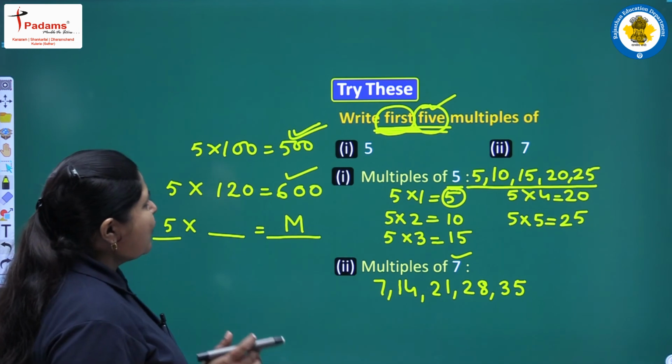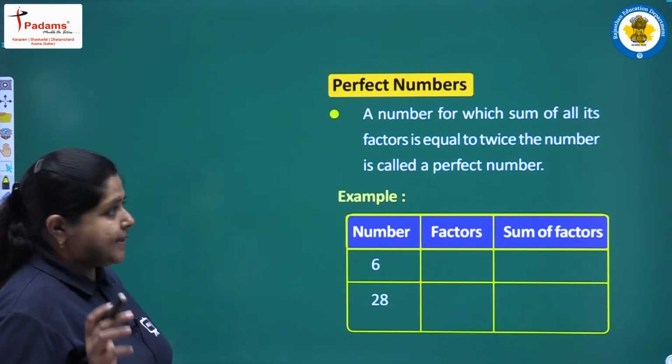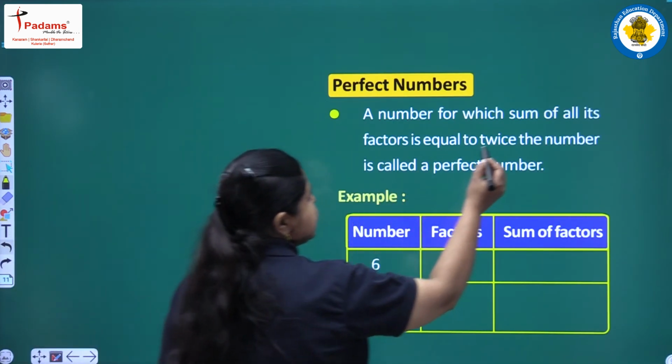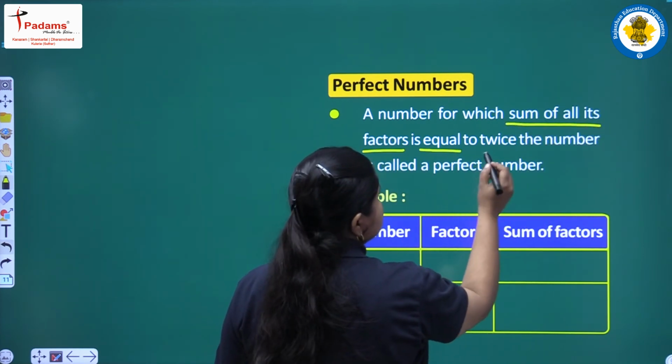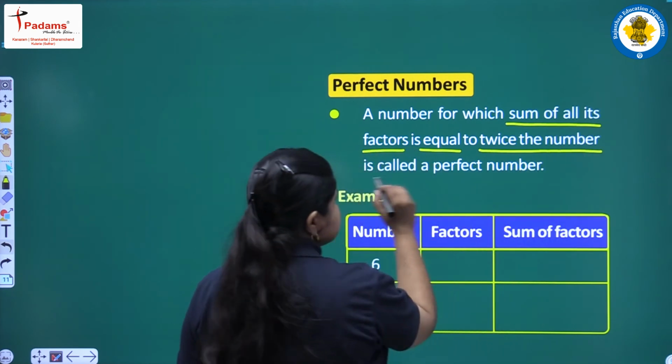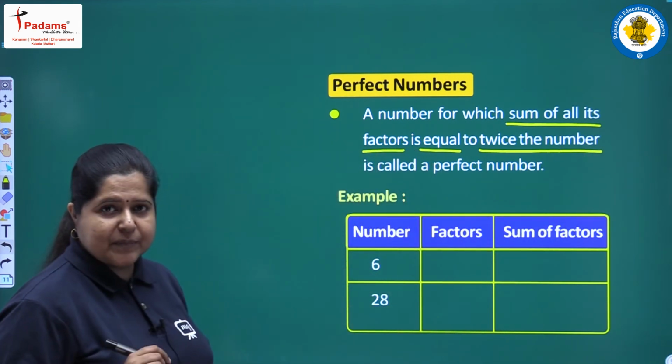Then, what are perfect numbers? A number for which the sum of all its factors is equal to twice the number is called a perfect number.